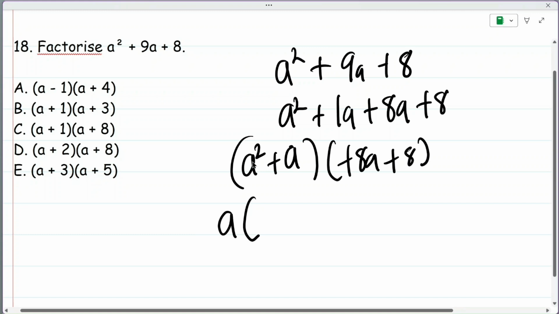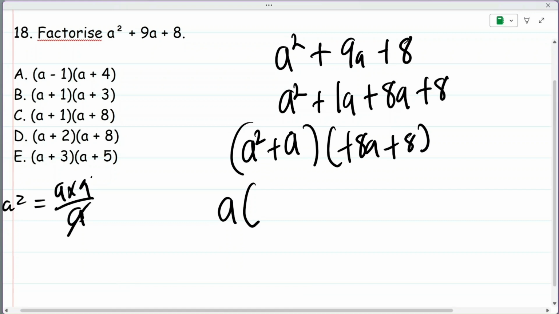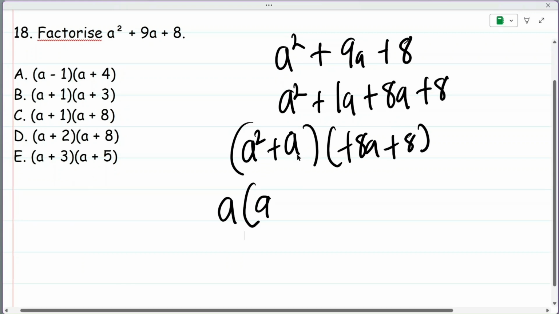If you take out a from these two, a squared is a times a, over a, divided by this a. This a cancels this a, you'll be left with a. The second term is plus a, so you write out plus a divided by the a you brought outside that is common in both of them. The a will cancel the a, you'll be left with 1. So this will be plus 1 in close bracket. It's like saying 1a. When you cancel the a, you'll be left with 1.